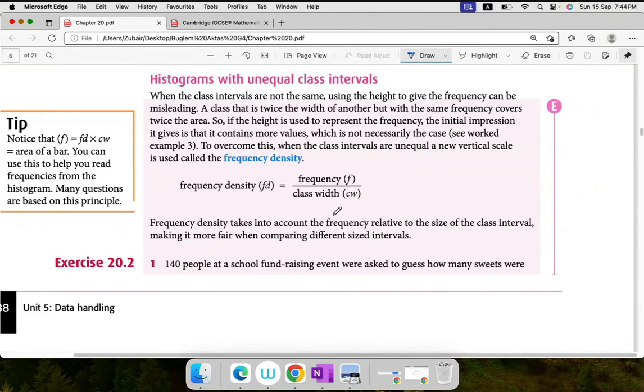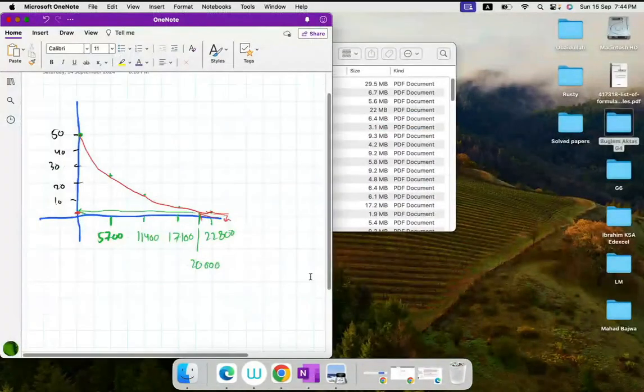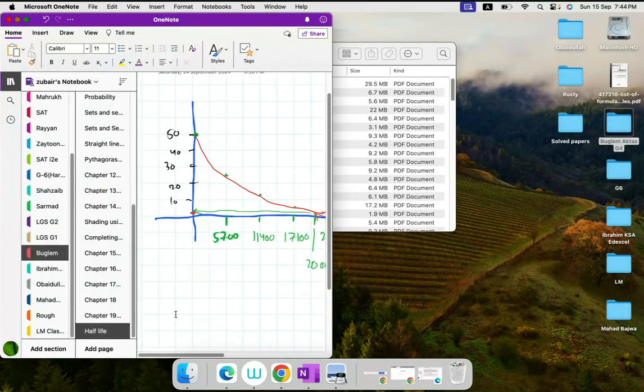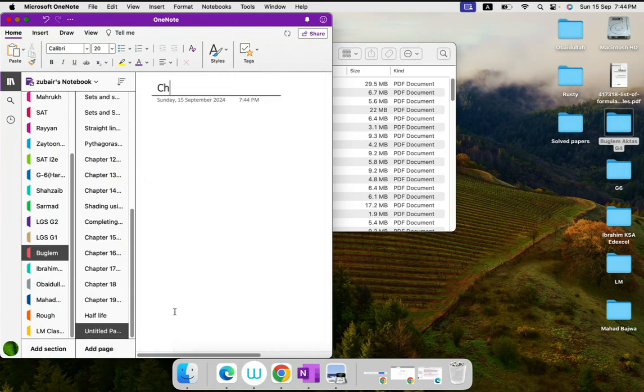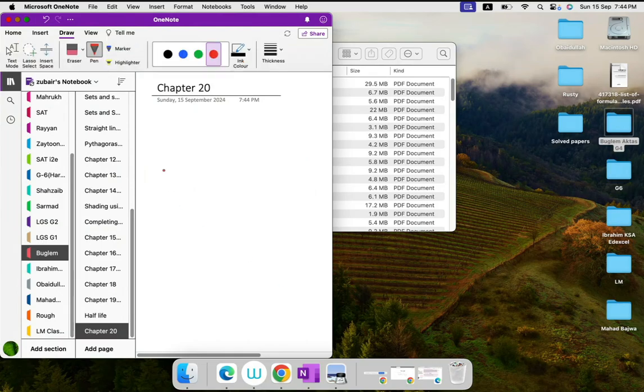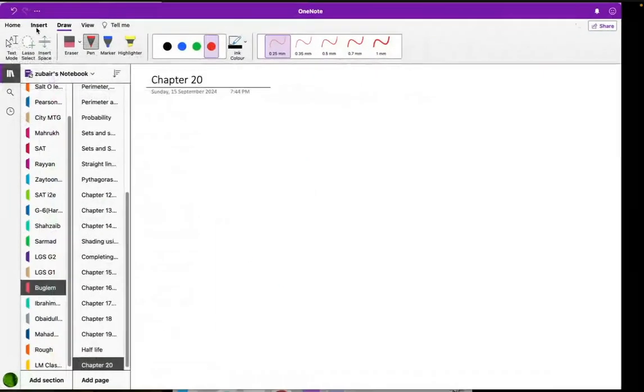Now this is something which needs to be done carefully. Histogram with unequal class intervals. Have you done frequency density before? I've not heard of it, but possibly. Okay.